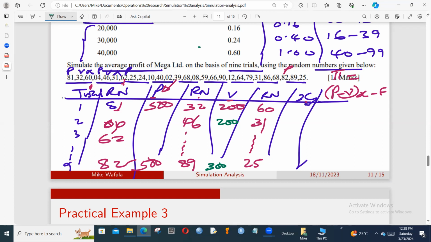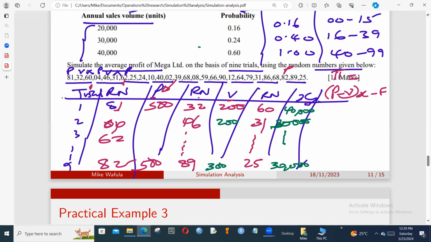Then we go for the last one, when it is 60. What will be the sales units? 40,000. Yeah. When it is 31, it's 30,000, and so on. So let's see when it is 25,000. Still again, 30,000. Good. So at least we are seeing how we are getting those.